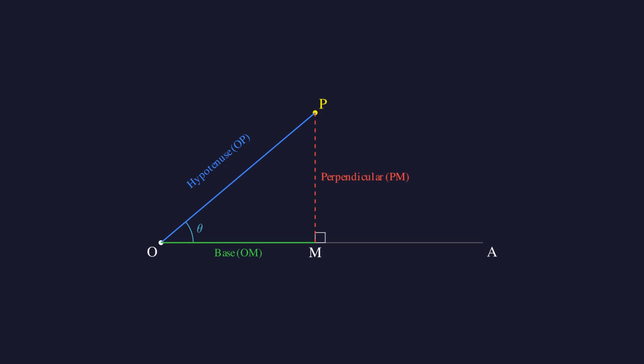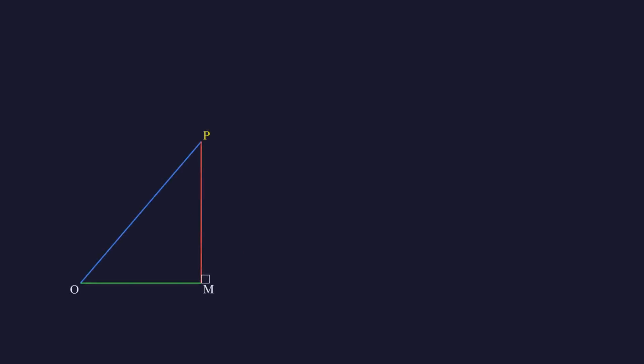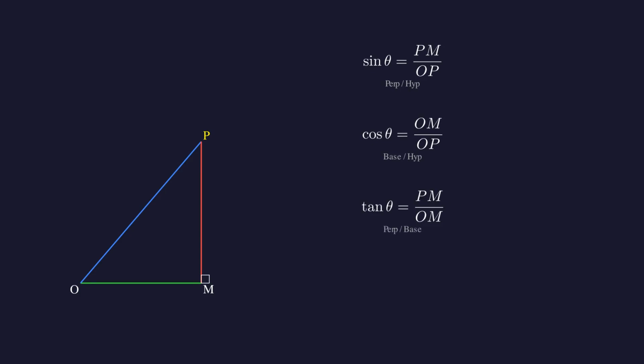3 sides: the slanted line OP, that's the hypotenuse, always the longest. The vertical drop PM, that's the perpendicular. And the flat bit OM along the ground, that's the base. These 3 sides are the entire raw material for everything we're about to do. Now here's where the magic starts. Take those 3 sides and start making fractions. Divide one by another. You get exactly 6 possible meaningful ratios, and each one has a name.